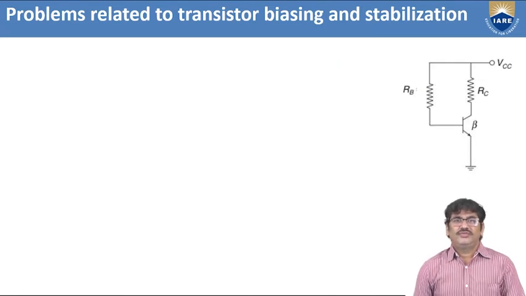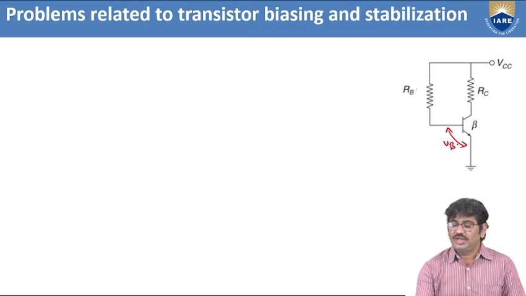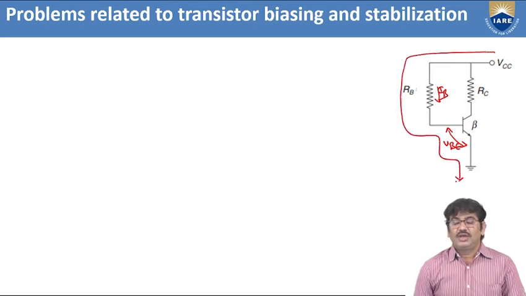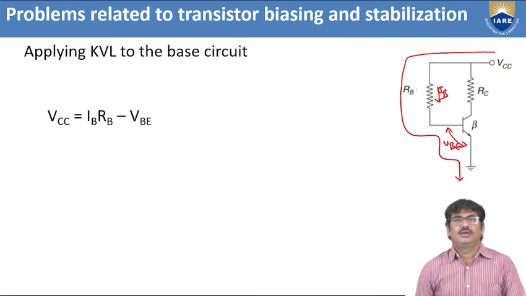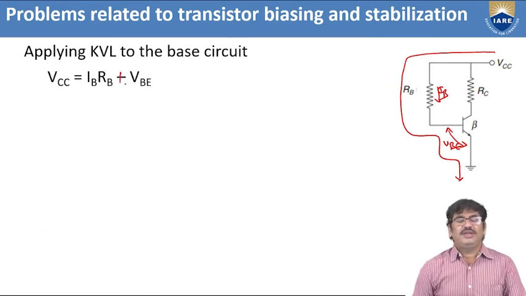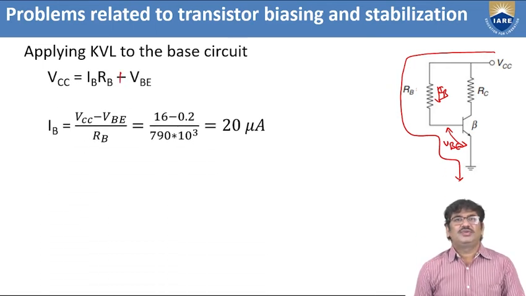For solving this, first we will take the KVL expression at the input circuit. The voltage between base to emitter we will take as VBE, and the current which is flowing through RB is IB. Then the KVL expression for the input circuit is given as VCC is equivalent to IB into RB plus VBE. From this, the IB expression we can write as IB is equivalent to VCC minus VBE divided by RB.